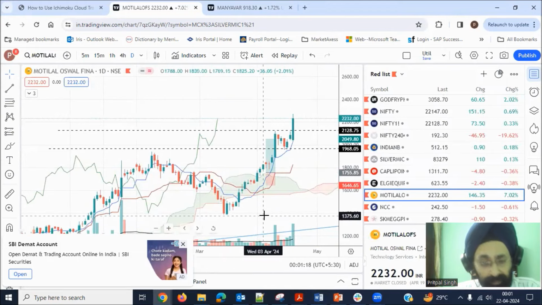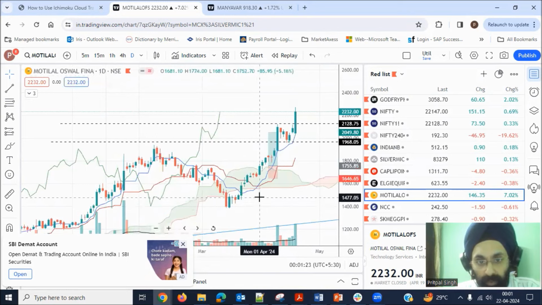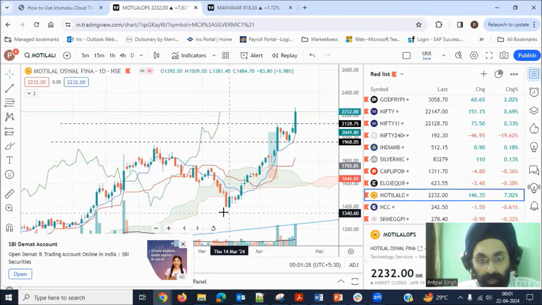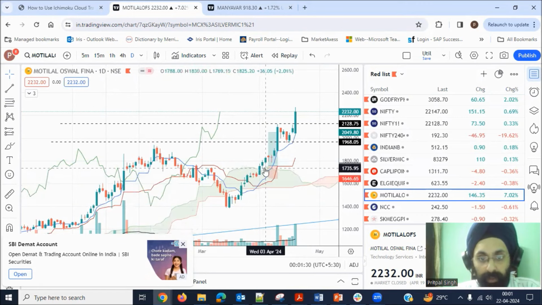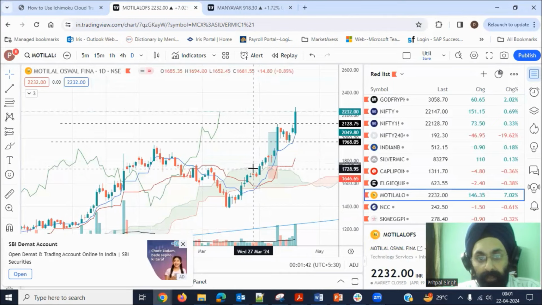So here it is Motilal Oswal, and on 1st April the price closed above the cloud. Price was coming from below the cloud, and on 1st April it was a bullish candle, and price closed above the cloud. Similarly, on the next day itself, price came down and made a bullish kind of candle, because it almost touched the upper boundary of the cloud, and the price closed above the previous day close.